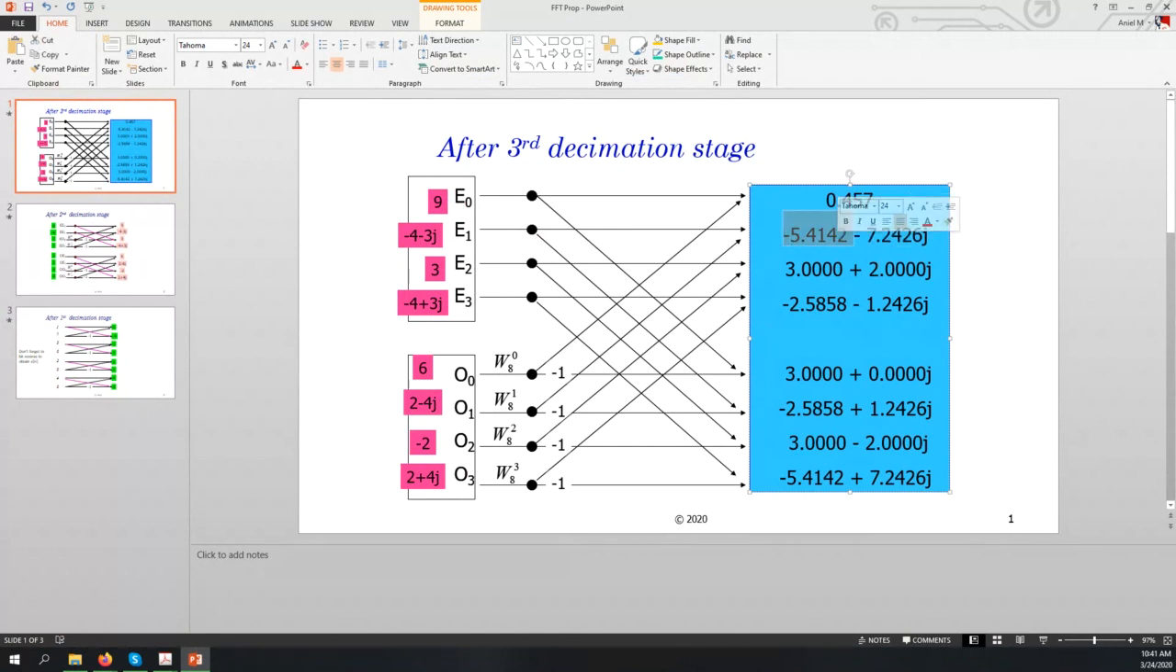So this here should be 0.6488, 0.11486. This one here will be 2.948, 0.657.